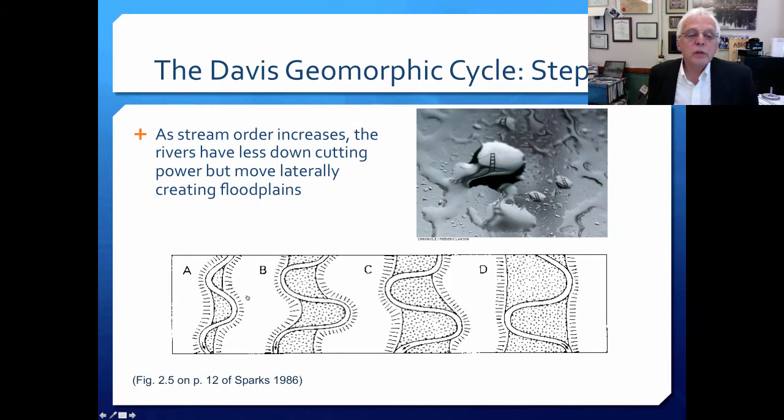Now, as stream order increases, the rivers have less downcutting power, but they tend to move laterally. And when they move laterally, they create floodplains. And I show this picture on the right of water droplets because you probably have all sat in your car on a rainy day looking out the windshield and watched the drops run down the windshield. And you may notice that they only rarely will flow in a very straight line. When they have sort of low power, they tend to be deflected from one side to the other and begin to make sort of meandering flow paths as they move down the windshield.